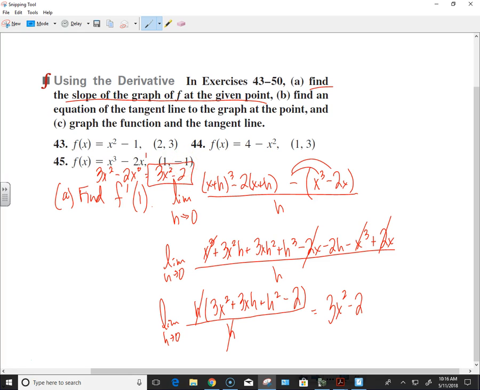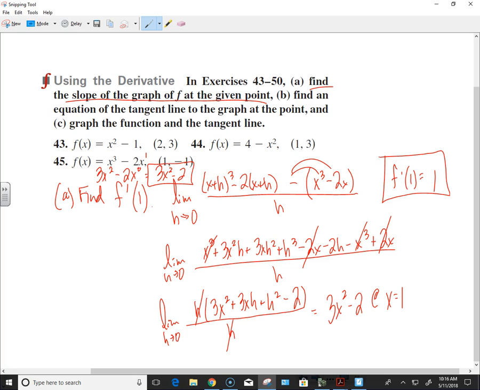Anyway, I'm supposed to be plugging in. I only have an x. I'm only plugging in the x. X equals 1 for that point. So what is my f prime of 1? 3 minus 2. So I found the slope at the point.